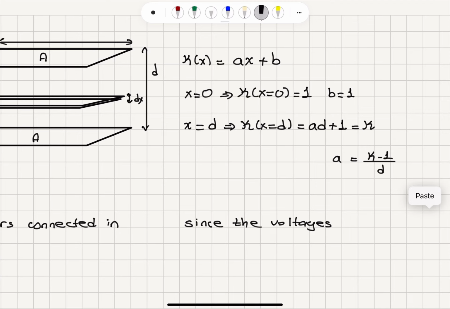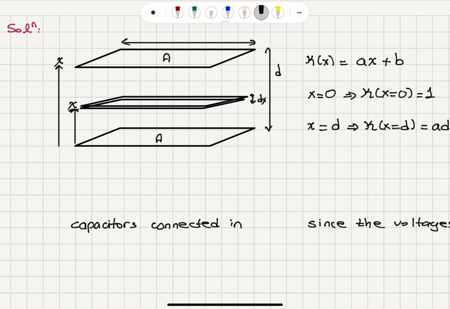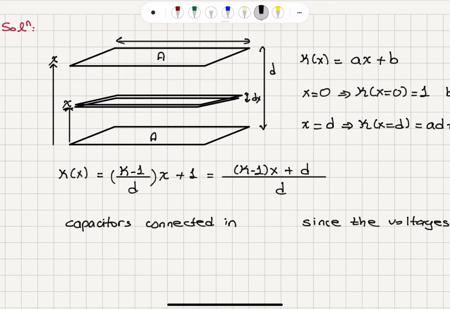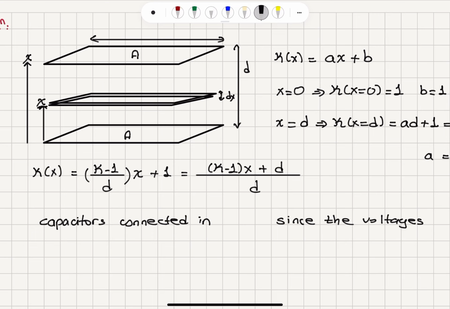So with that, I find the dielectric constant kappa as a function of x to be kappa minus 1 over d, times x, plus 1, or I can rewrite this as kappa minus 1 times x plus d, over d. And I can think about this as a continuum of capacitors connected in series.